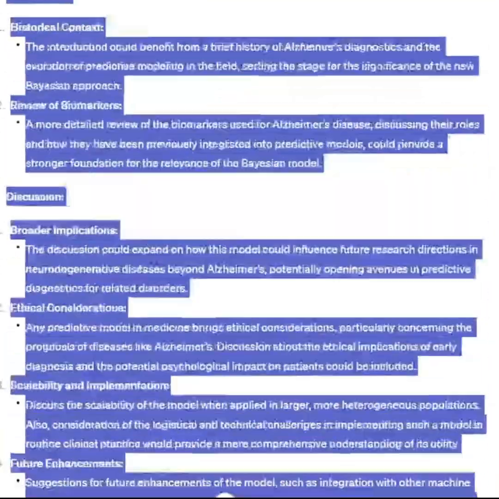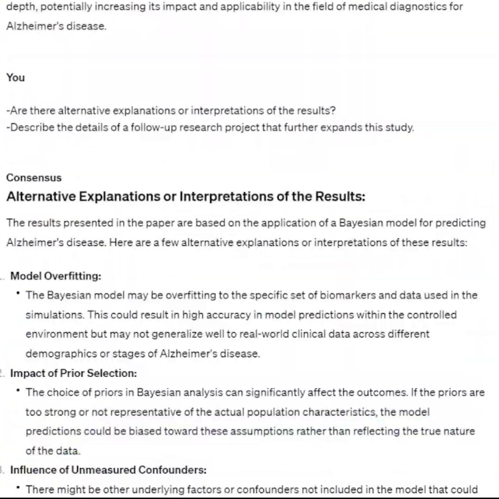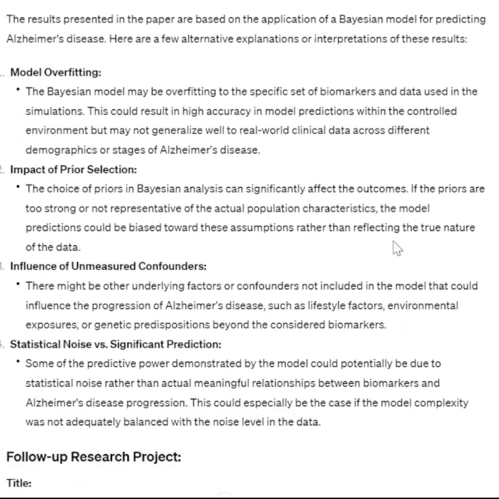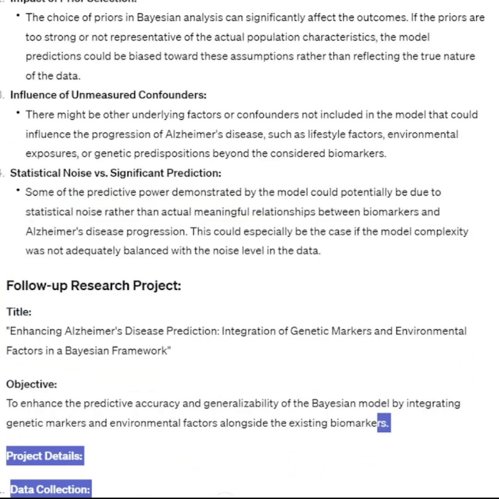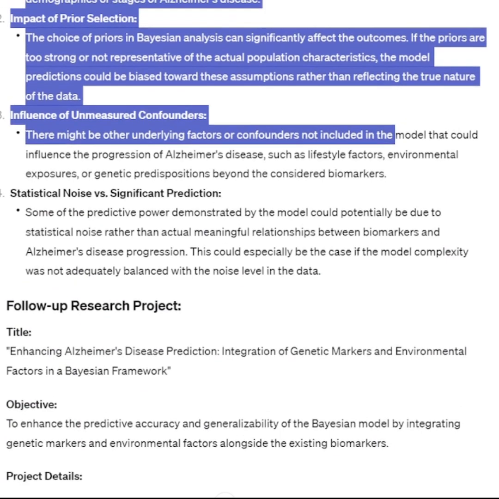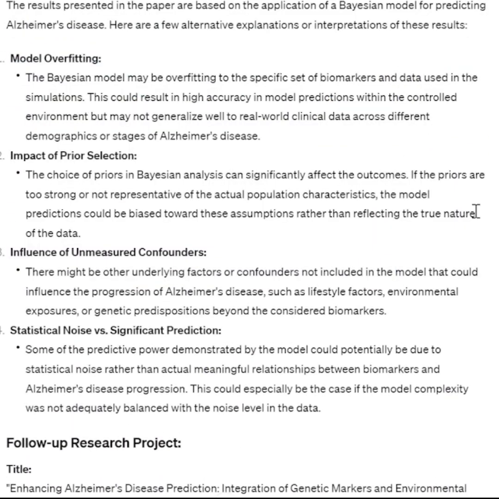Alternative explanations or interpretations of the results. The results presented in the paper are based on the application of a Bayesian model for predicting Alzheimer's disease. Here are a few alternative explanations or interpretations of these results. 1. Model overfitting. The Bayesian model may be overfitting to the specific set of biomarkers and data used in the simulations. This could result in high accuracy in model predictions within the controlled environment, but may not generalize well to real-world clinical data across different demographics or stages of Alzheimer's disease.